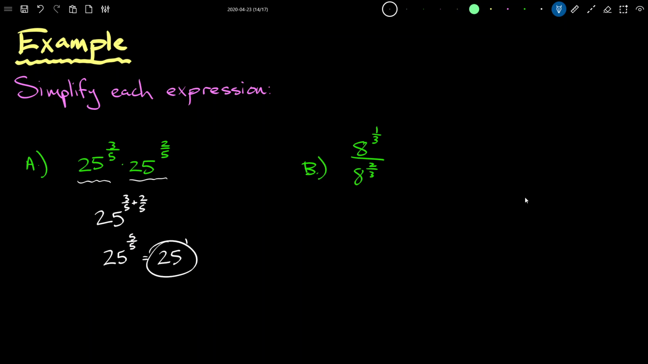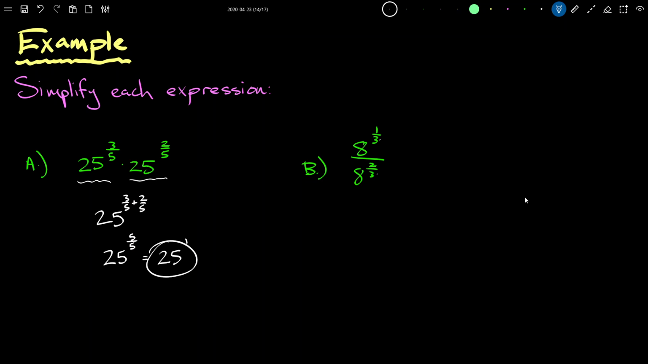Second example, I've got 8 to the 1/3 divided by 8 to the 2/3. This one actually can be done two ways, and the reason it could is because the cube root of 8, both of them are cube root, works out nicely and evenly. So if you wanted to do it that way, you could. So maybe I'll even write both ways.